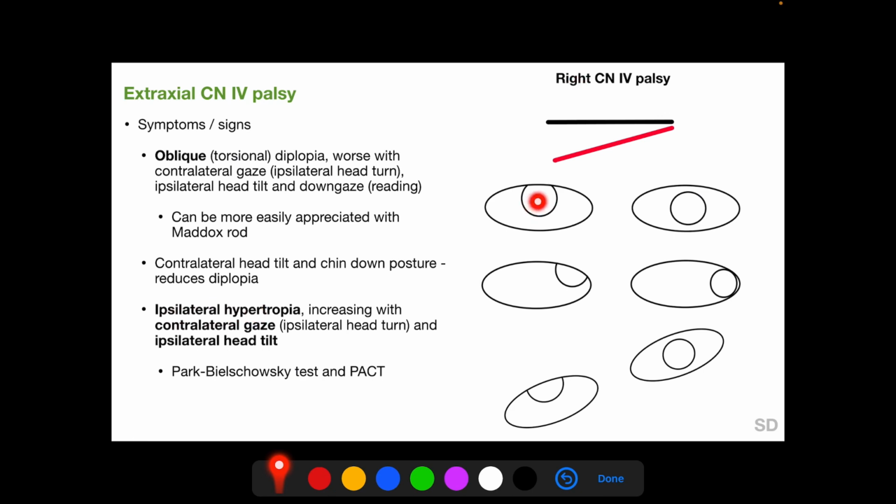And this right hypertropia will increase in left contralateral gaze and will also increase in right ipsilateral head tilt. So the hypertropia increases on examination in the same positions of the eyes in which the diplopia increases. One thing to note is that a contralateral gaze and an ipsilateral head turn are equivalent when we consider the position of the eyes in the orbit.